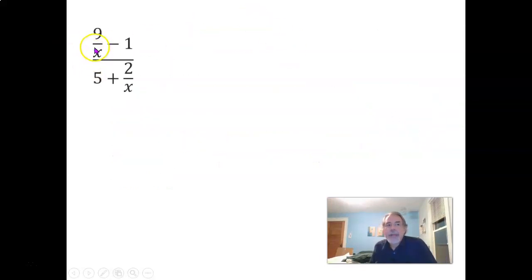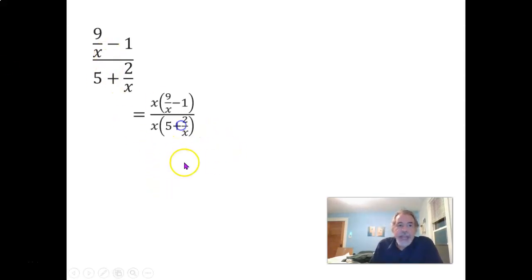I see a denominator of x here and a denominator of x here. So all the fractions have a common denominator of x. If they were different, like if this was an x and this was a y, then I might have to take x times y as what would be the common denominator of all of those. But whatever that common denominator is, in this case it's just x, we multiply by that on top and on the bottom. Now watch what happens when I multiply this out.